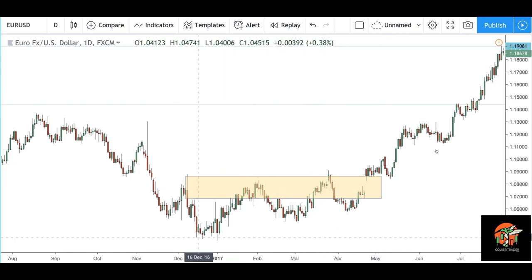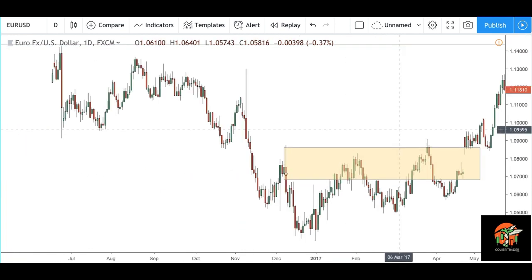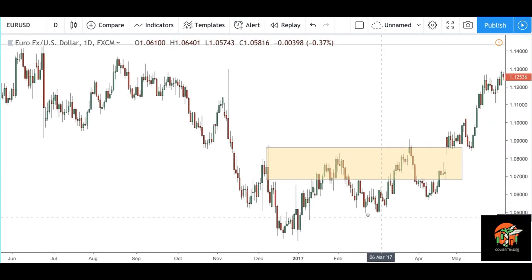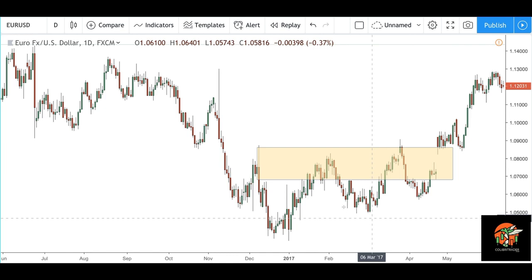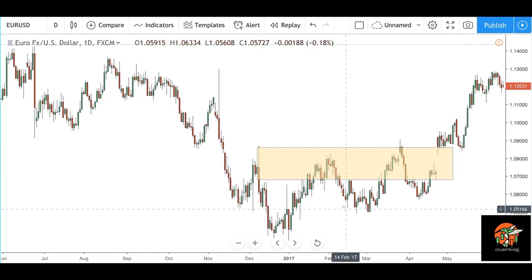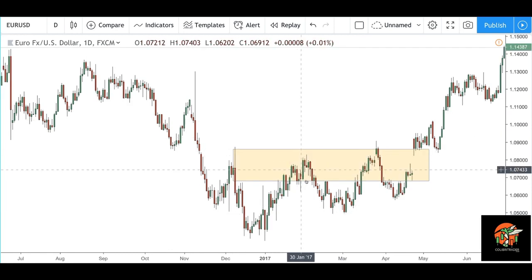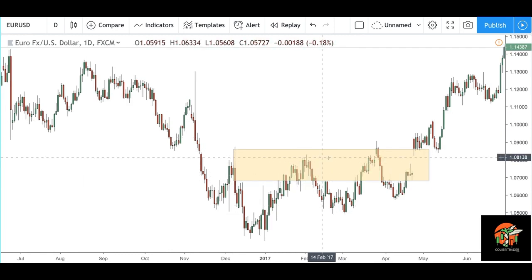But before you know that, how do you actually mark those zones? Apparently, at this moment in time, you won't be able to see what's happening with the rest of the chart. So you're just trying to react to the price and to the levels that price gives you. And at this particular time, you have this very tight range of probably 150 pips.